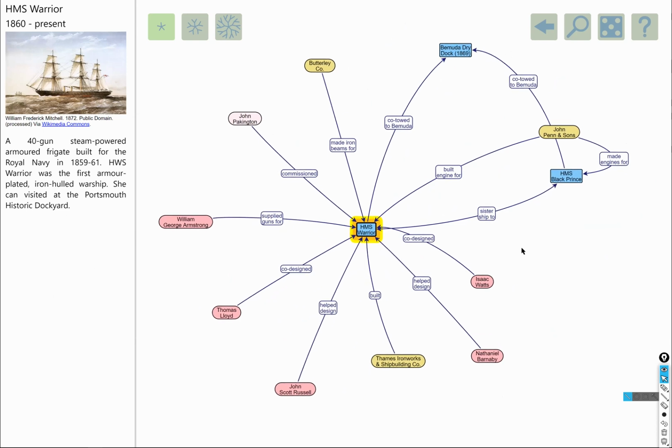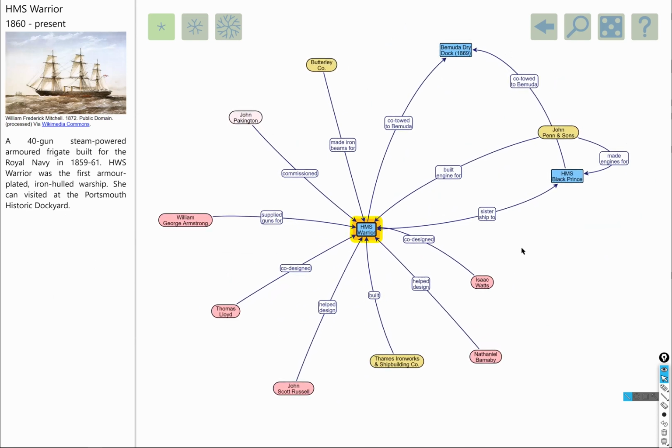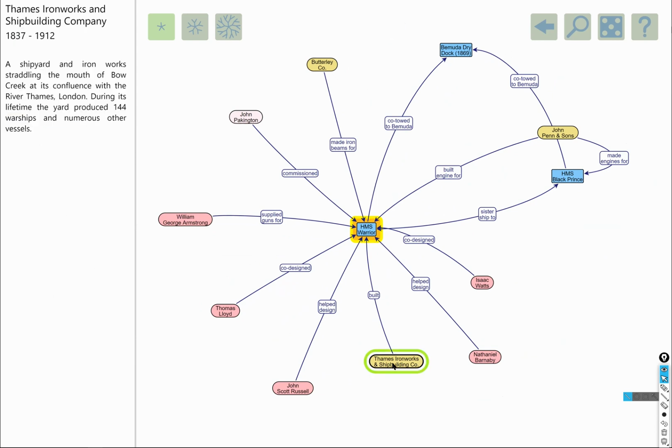Lots of interesting connections with Warrior. In fact, quite a few connections that link up with other ships, such as the SS Great Britain and so on. But we are going to have a look at where the Warrior was built, which is down here at the bottom of the diagram, the Thames Ironworks and Shipbuilding Company, which was a shipyard on the River Thames. Huge shipyard, actually, produced over 140 warships. So really a massive operation. So we're just going to ping onto their node.